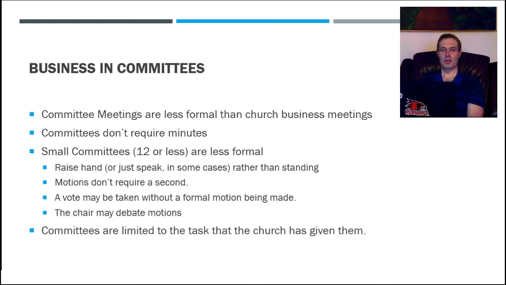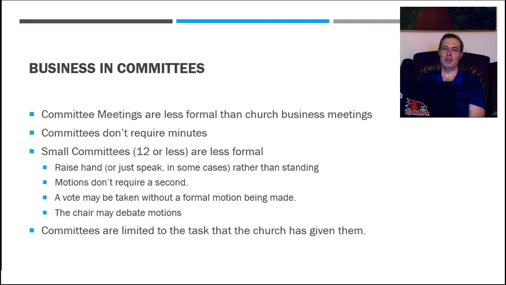In a committee, especially a small committee, motions do not require a second. In a large committee, you should require a second because there could be a lot of motions, and you want to limit those so that you're only discussing the things that have a chance of passing. If there's no chance of it passing, then there's no need to discuss it. A vote may be taken in a small committee without a formal motion being made.